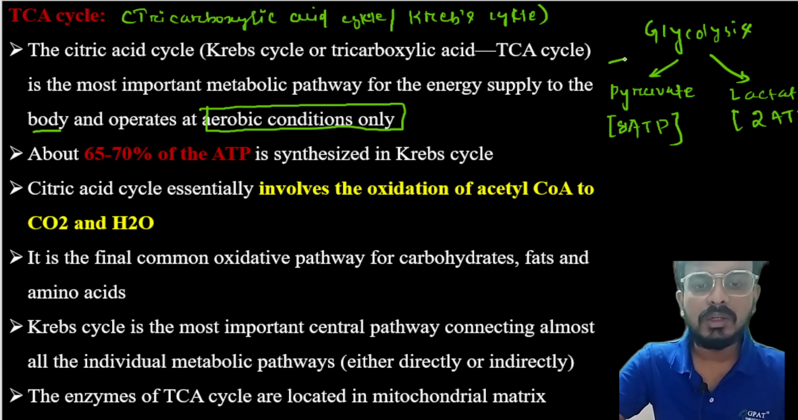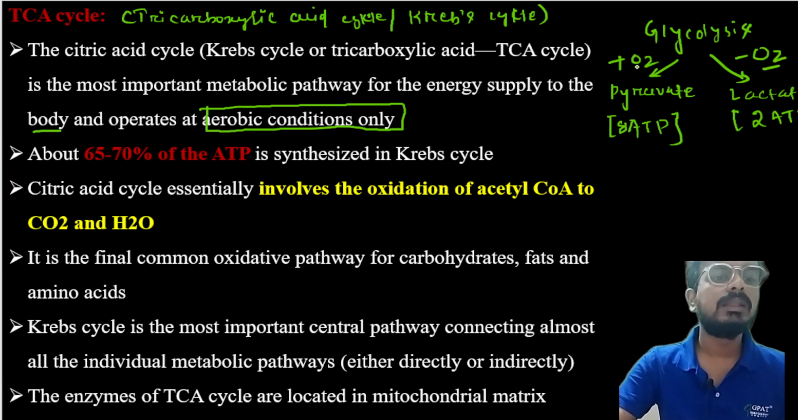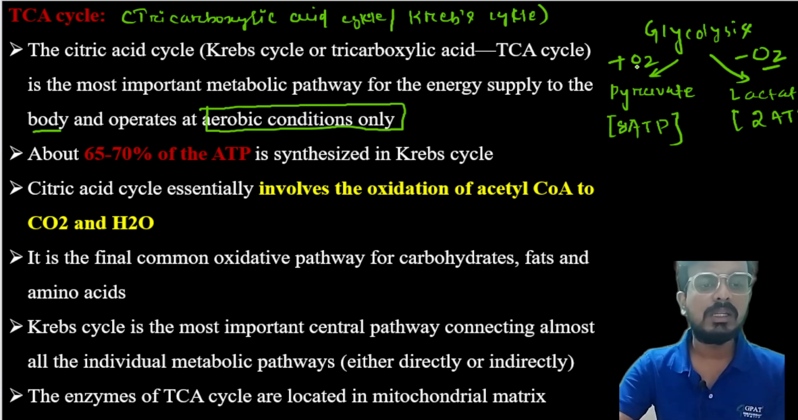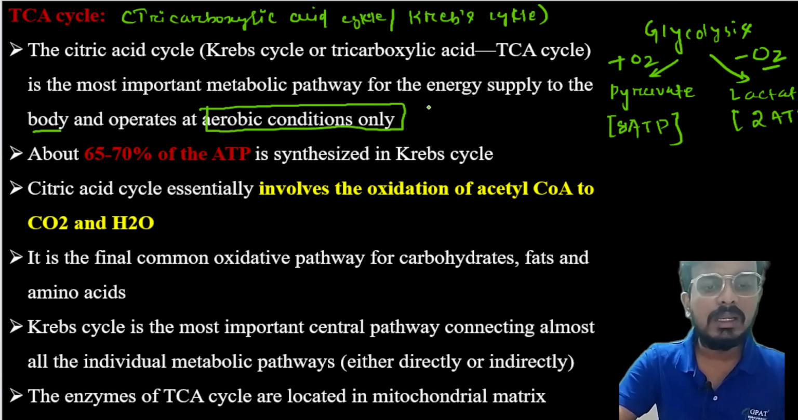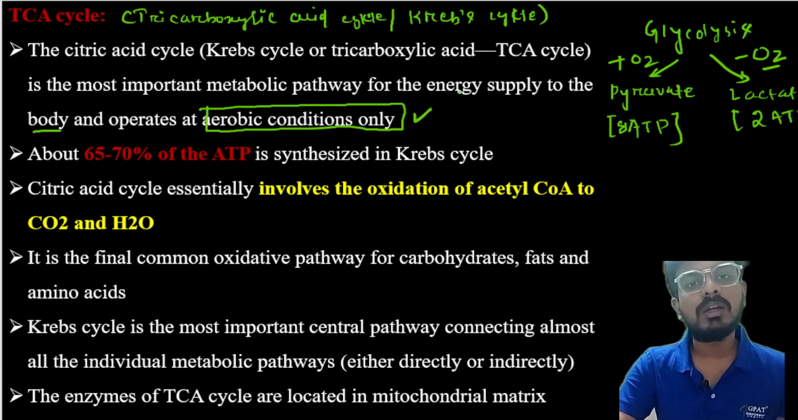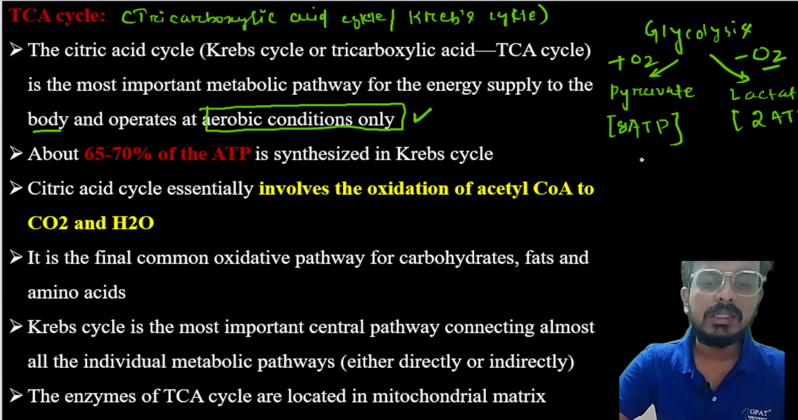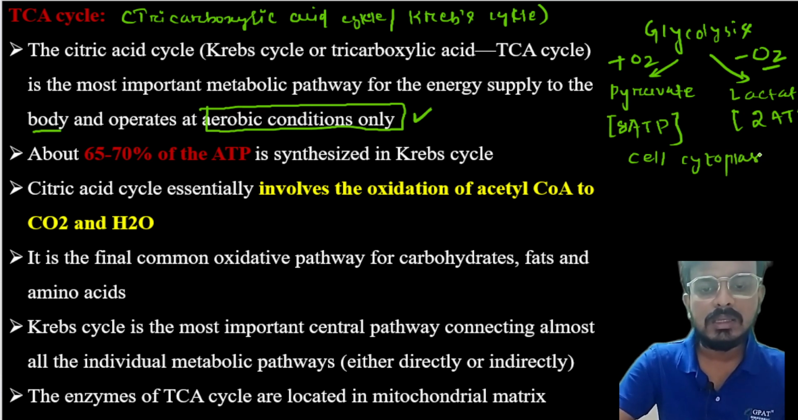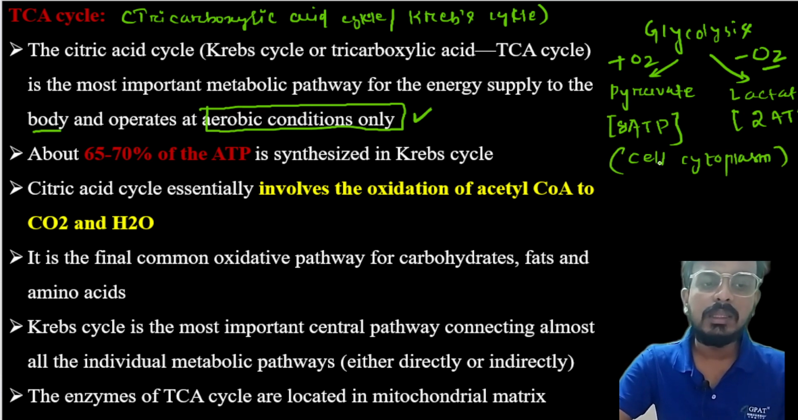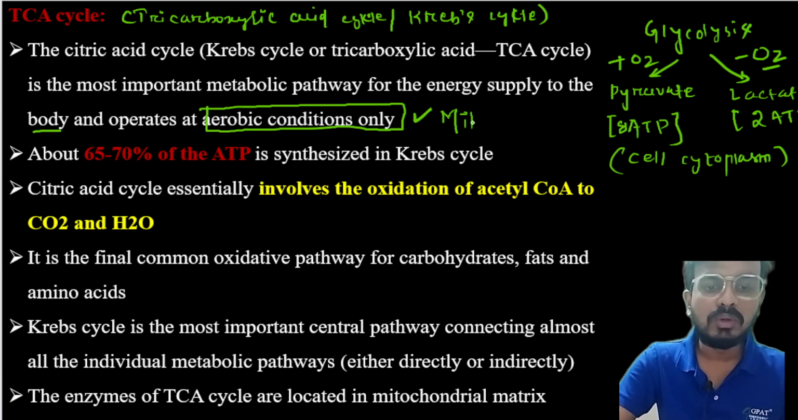So with oxygen, without oxygen. But this tricarboxylic acid cycle only occurs in aerobic conditions. Another difference: we learned that glycolysis is carried out in the cell cytoplasm. But this TCA cycle is carried out in the mitochondria.